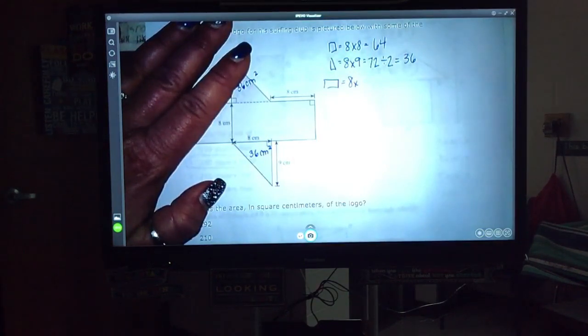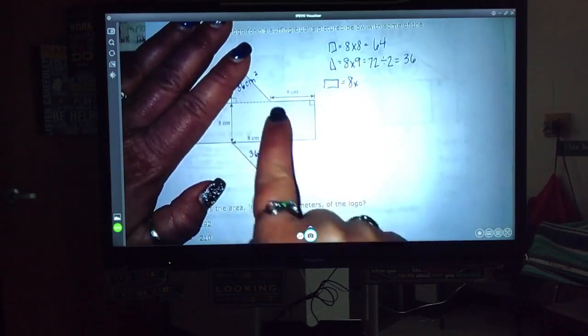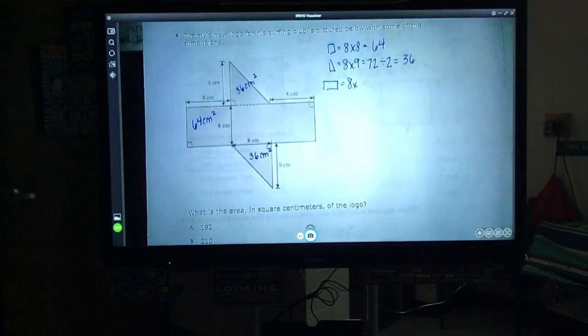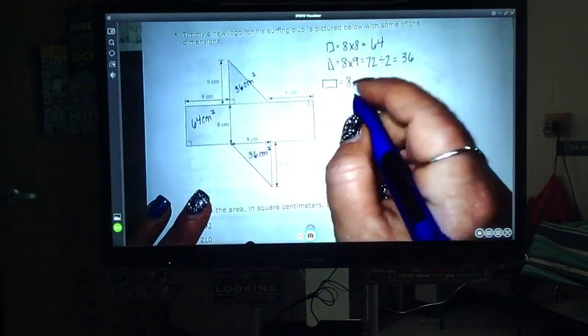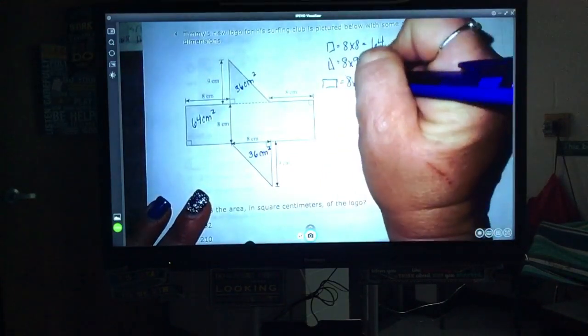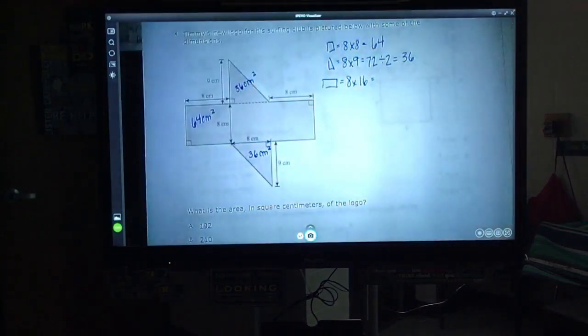Multiply? No. Nope. Because if this is part and this is part and I want to find the whole, what do I do with part to get a whole? So Leo, what is 8 plus 8? 16. Yes. So you're going to do 8 times 16. Raise your hand once you have your answer for 8 times 16.